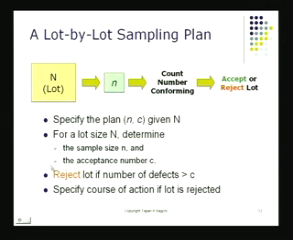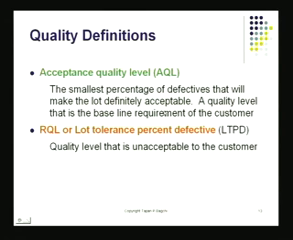So in fact, that is what is written out here in the statement down below. Specify the plan. For a lot of size N, find little n, which is the size of your sample. Find the acceptance number or the control number, which is C. Do 100% inspection of the sample and reject this full lot if the number of defects found in the sample exceeds C. Otherwise, accept the lot. This is the process that will be repeated over and over every time a lot of size N is submitted.